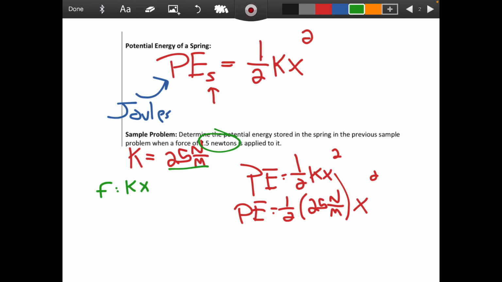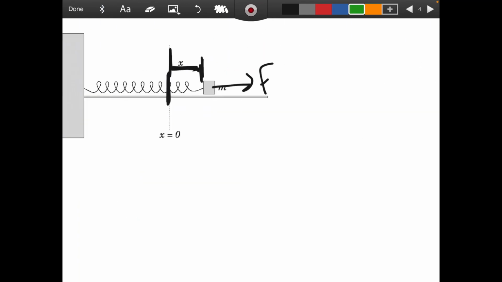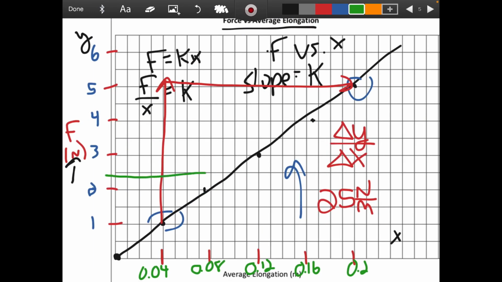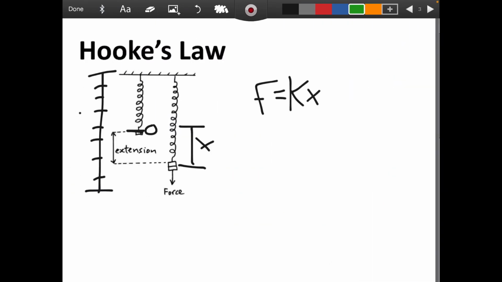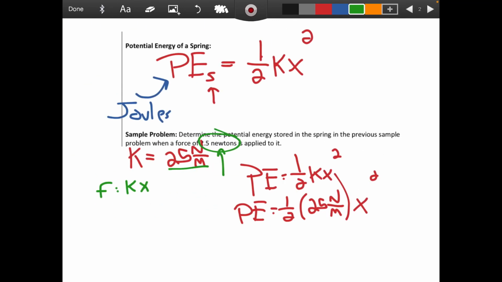If I peek back to the graph, I could take a quick guesstimate at it. So if I go to 2.5 newtons, okay, so it's probably somewhere around here. It's probably close to 0.1 meters. But let's really figure it out. So we have 2.5 newton force. Okay, we had a spring constant of 25 newton meters. And yep, looks like we're going to get that. So we get an x, or an elongation, of 0.1 meters.